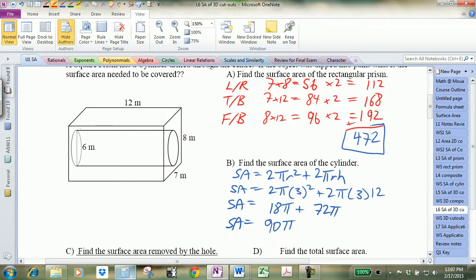No, the height of the cylinder, instead of being this direction, it's lying down. So this height is 12 from one side to the other. Yeah. Okay. Any other questions?